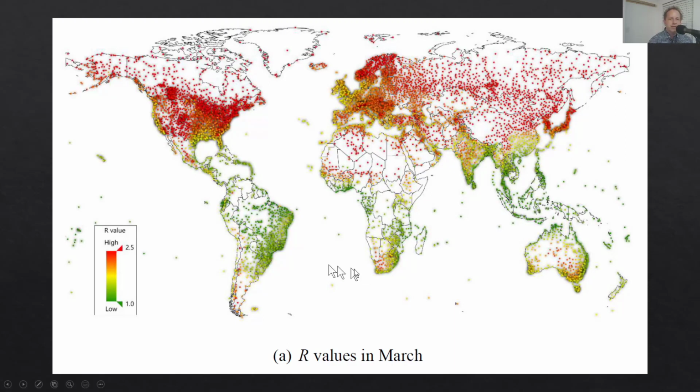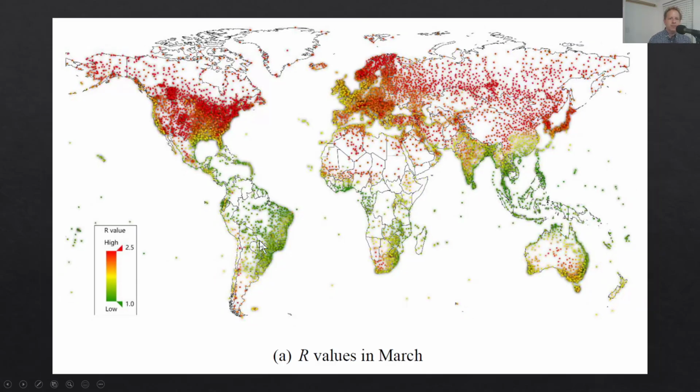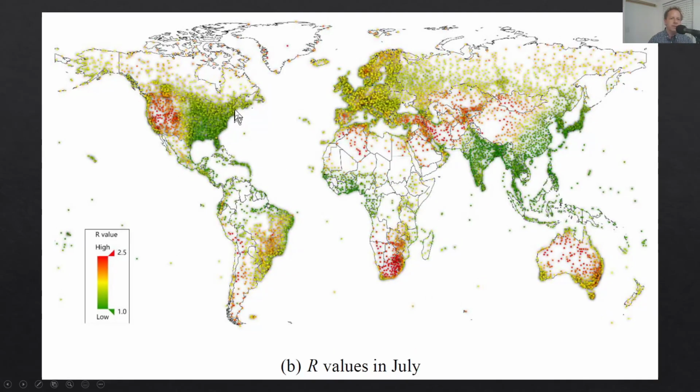The paper actually has shown, if their model is correct, what's the likely R value in March for every city in the world, and the likely R value in July for every city in the world. For example, if you look at New England and New York, and also the very coast of the West Coast, the prediction is that in July, the disease will stop spreading.